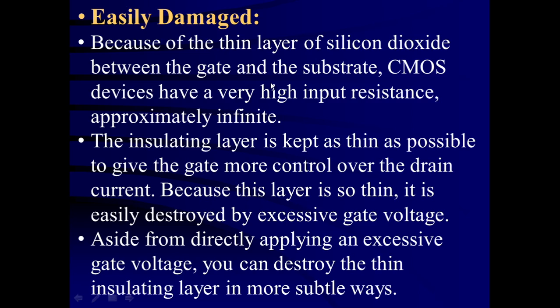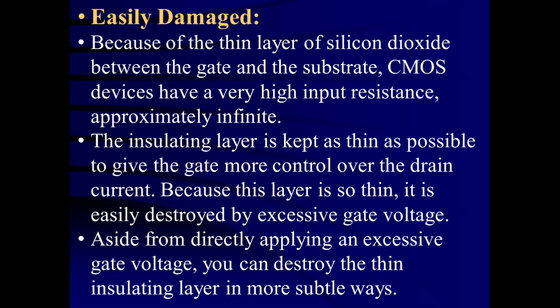Because of the thin layer of silicon dioxide between the gate and substrate, the CMOS device has a very high input impedance, approximately infinite. The insulating layer is kept as thin as possible to give the gate more control over the drain current. Because this layer is so thin, it is easily destroyed by excessive gate voltages.